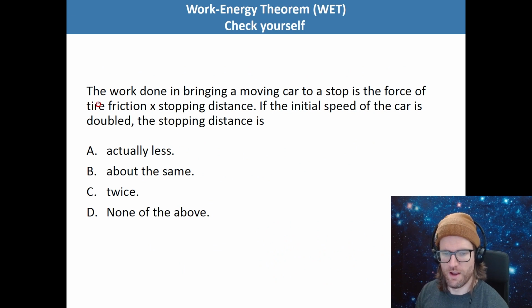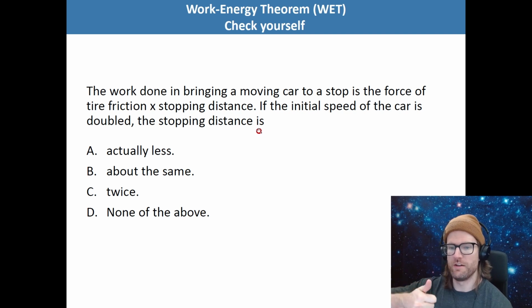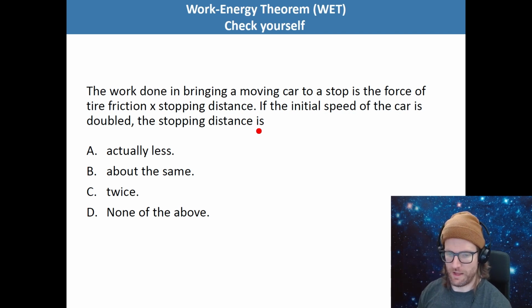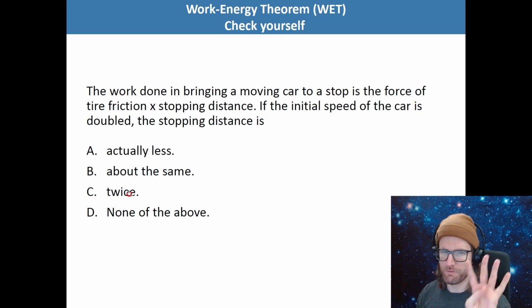Let's do some questions. The work done in bringing a moving car to a stop is the force of tire friction times stopping distance. If the initial speed of the car is doubled, the stopping distance is, well, we know kinetic energy, when the speed of the car is doubled, then the kinetic energy goes up by 4. And so that means that the stopping distance is twice. The work done in bringing a car to a stop can't be less, it can't be the same, it can't be twice, it's got to be 4 times, so it's got to be D, none of the above.